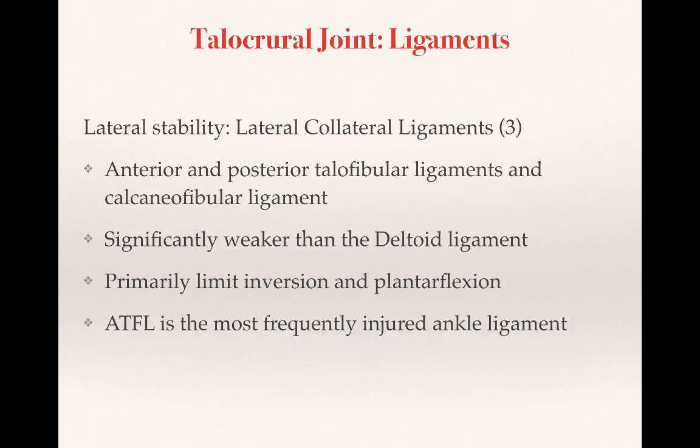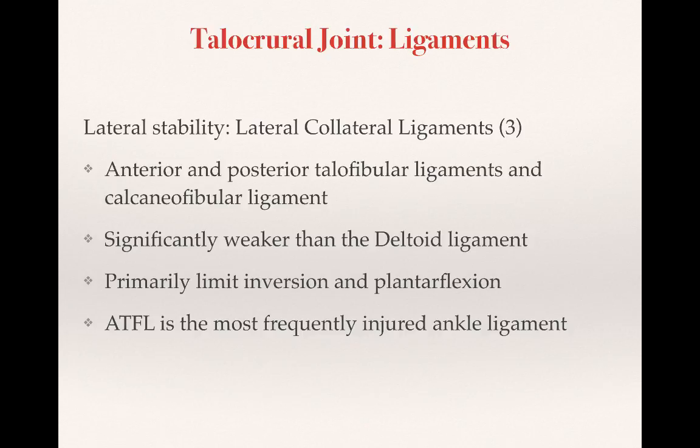The lateral side of this talocrural joint is stabilized by the lateral collateral ligaments. And this is 3 individual ligaments. We have the anterior and posterior talofibular ligaments and the calcaneofibular ligament. These 3 together make up the lateral collateral ligaments. As a group, they are much weaker than the deltoid ligament. And their primary function is to help limit inversion and plantar flexion.